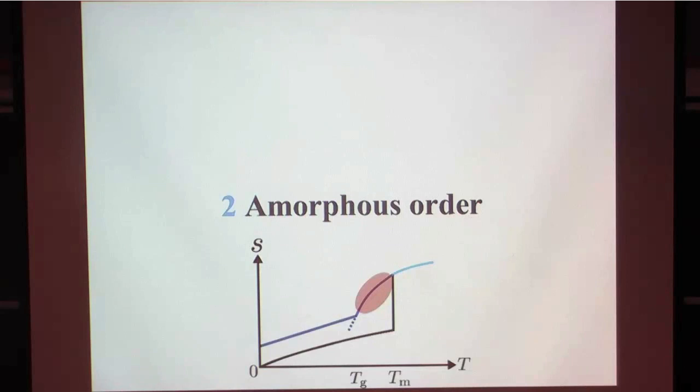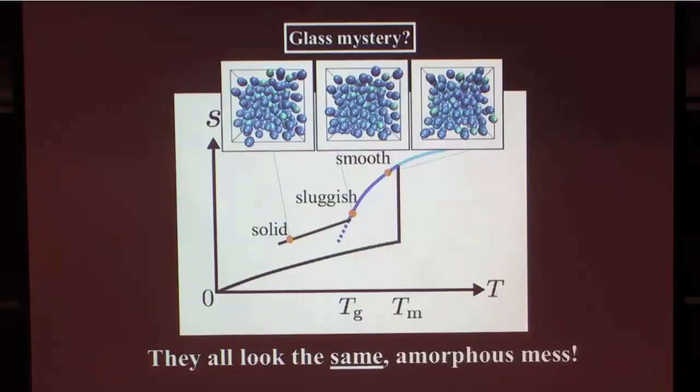Good. By the way, some people study the smooth to sluggish slowdown, some people study the transition from the sluggish state to the solid state, and some people study the solid state property. The one I'm going to be focusing on would be purely in this regime where you go from smooth to sluggish. Okay.